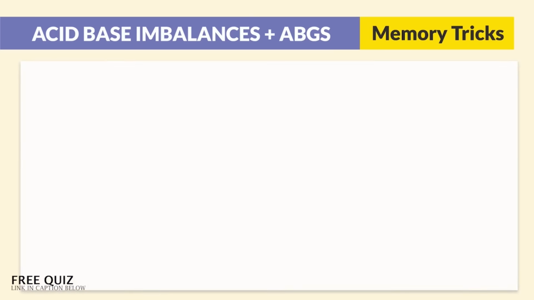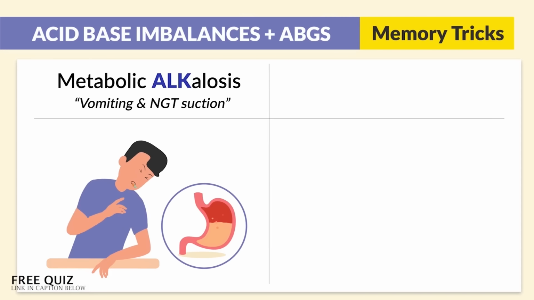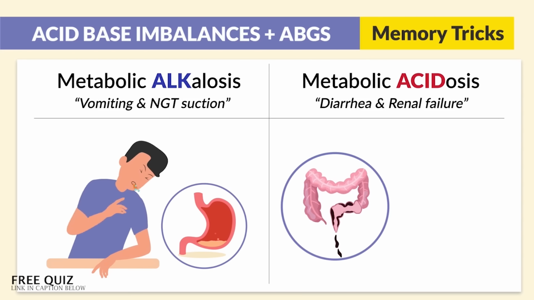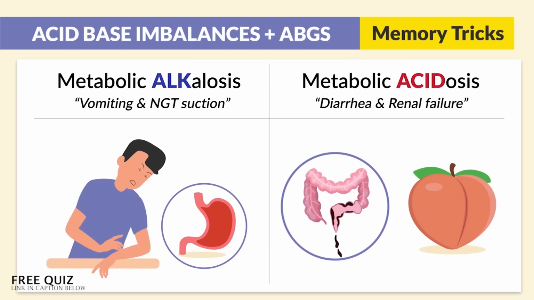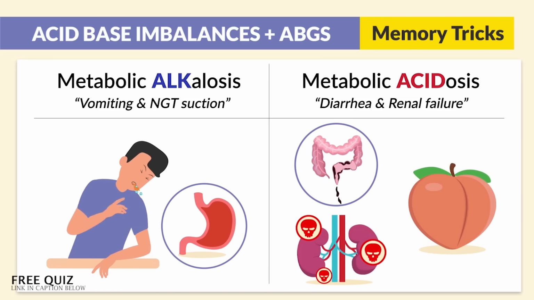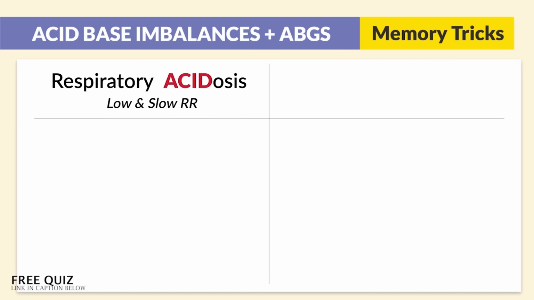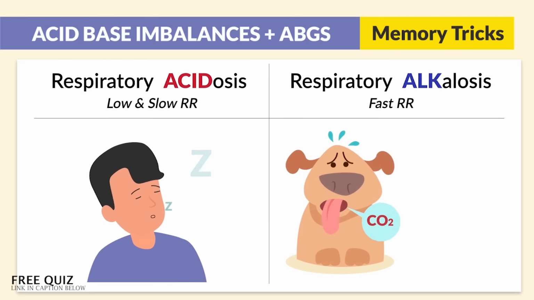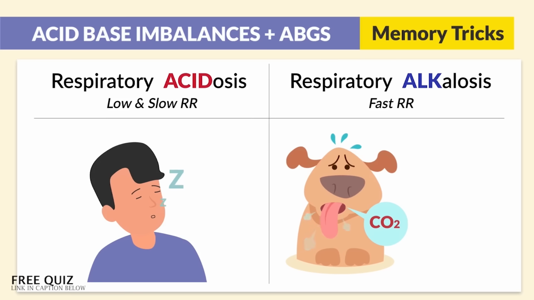So once again, a quick recap for the memory tricks here. Write these ones down. Metabolic alkalosis is like you're vomiting up alkalosis. Metabolic acidosis means you're pooping out your acidosis for diarrhea. And renal failure, when kidneys fail, acid prevails. And for respiratory acidosis, just think about that slow breathing, that acidosis. And for respiratory alkalosis is that fast breathing, that hyperventilation, kind of like panting like a dog.